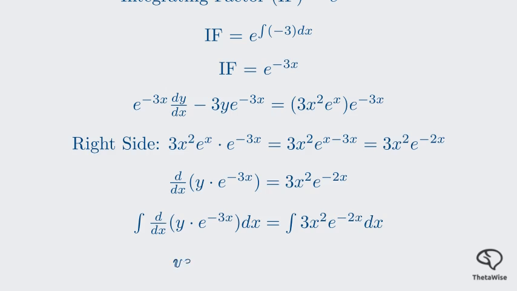So we have the equation y e to the negative 3x equals 3 times the integral of x squared e to the negative 2x dx. This integral requires a special technique called integration by parts. Our objective in this scene is to perform the integration by parts to solve the remaining integral.